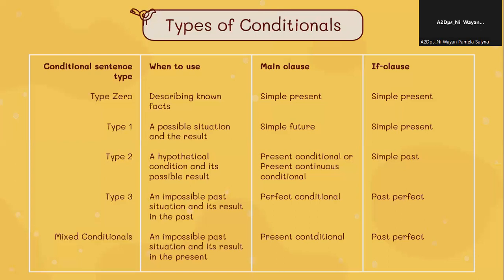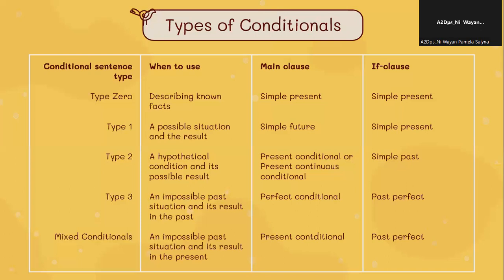And then conditional sentence type 3. These types are used to express situations that cannot exist, such as actions or events that happen in the past. We can use these types when an impossible past situation and its result in the past. The main clause is perfect conditional and the if clause is past perfect.